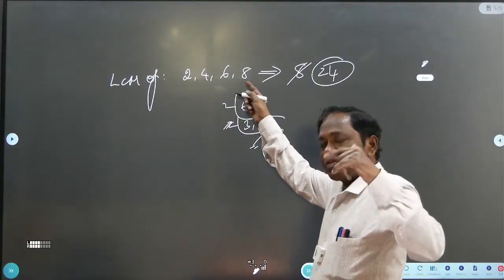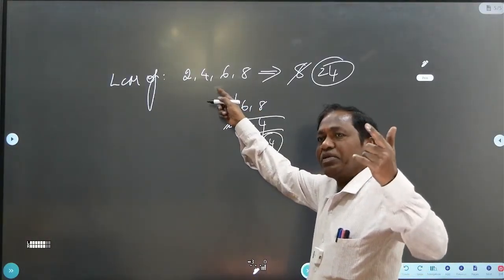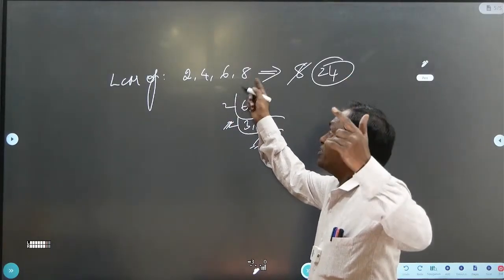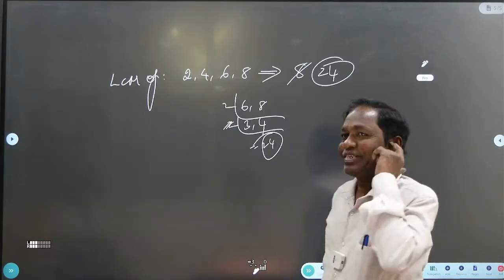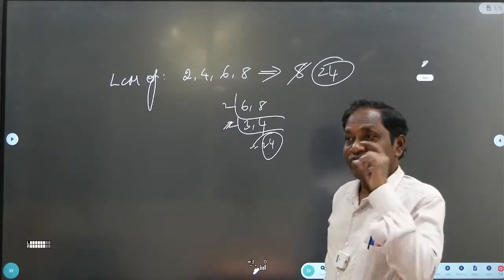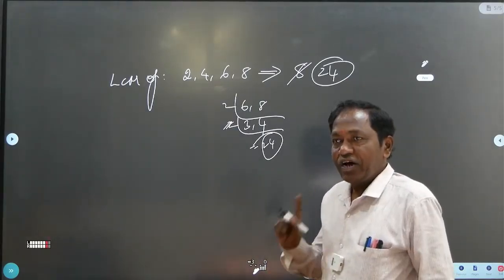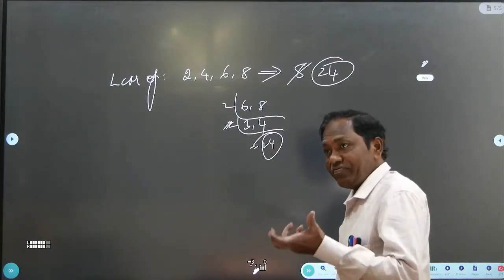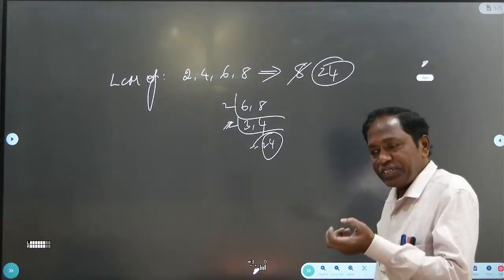And multiples of 8: 16. 16 is not a multiple of 6. Next, 8 into 3, 24. 24 is a multiple of 6. 24 is the LCM. Like that, the largest number is what you have to look at. This will help you especially in the CSAT exam.